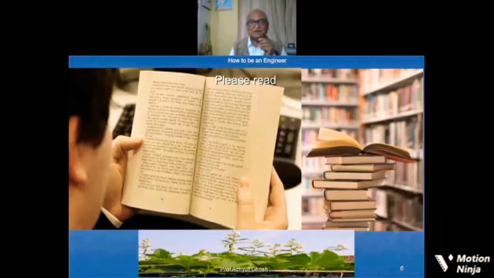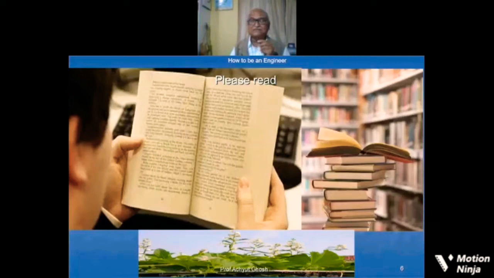But I am suggesting to you, my friends, that I can say something wrong and forget about it. It is lost. But if I write something wrong in a book, it will be there for hundreds of years. So people are very careful about writing what is right and wrong in a book. So please read. That is the only way of increasing your knowledge base.